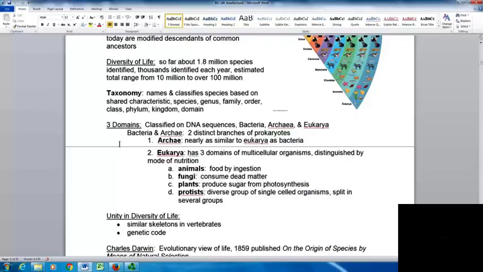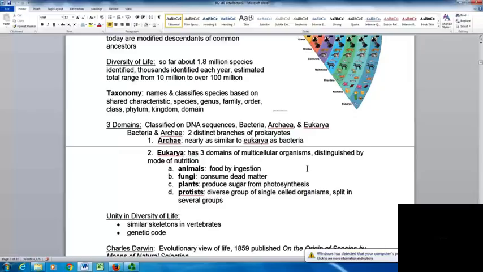The eukarya has three groups of multicellular organisms, and we distinguish them by how they eat. Animals are going to take in food by ingestion. Fungi consume dead matter. They more absorb it than eating it or swallowing it like we do. Plants are going to produce their sugars from photosynthesis. And the protists are a diverse group of single-celled organisms. They get split into several groups themselves.